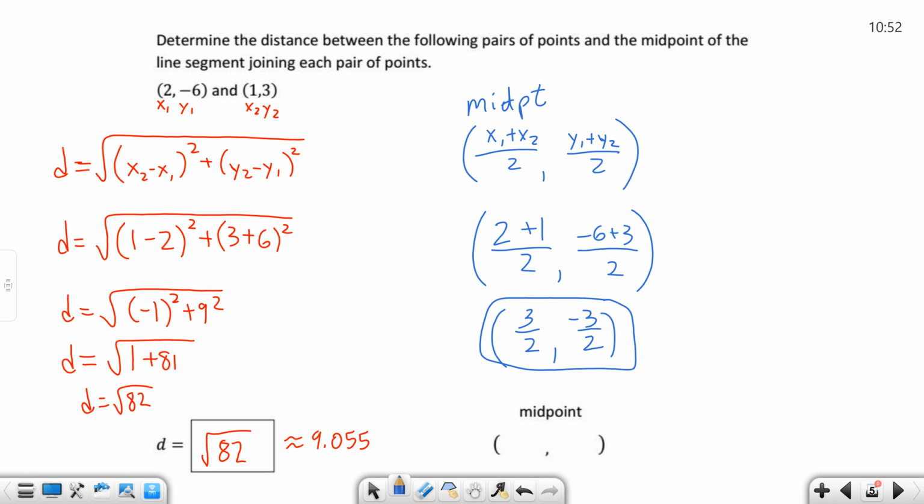Those don't simplify. The only way these get crazier is if your points are fractions or decimals or radicals, and it may make this a lot worse. But either it's going to be an even number over 2, which simplifies, or an odd that doesn't, if you're talking about integers up there, but they're not always integers. So put in here 3/2, negative 3/2, and there's your midpoint. Okay, 3/2, comma, negative 3/2.